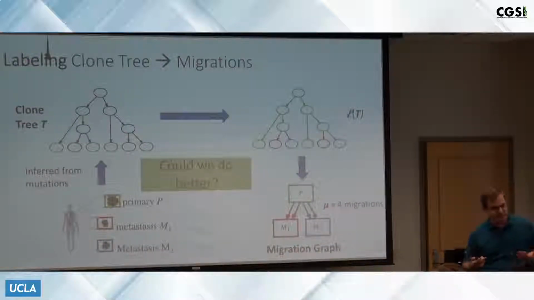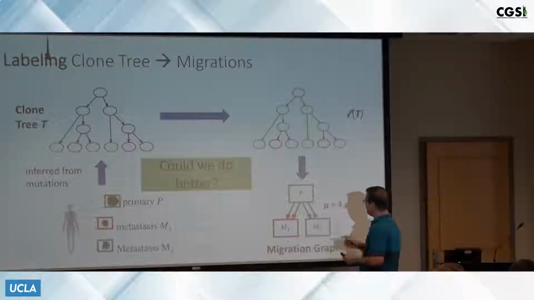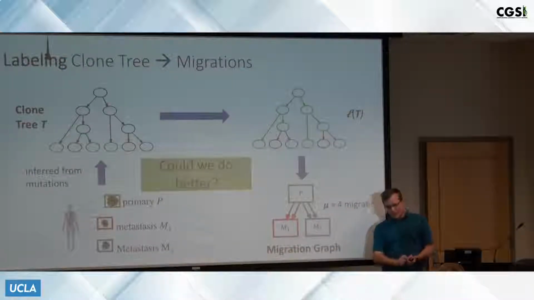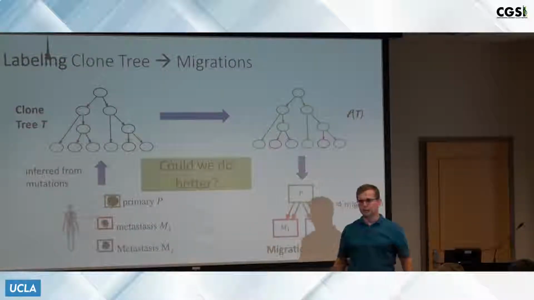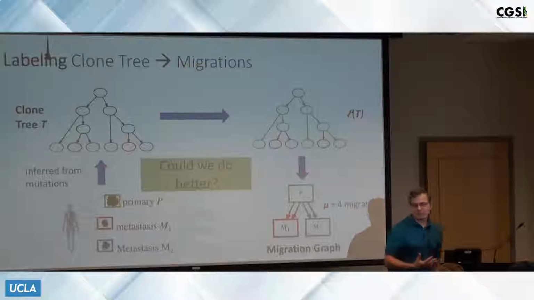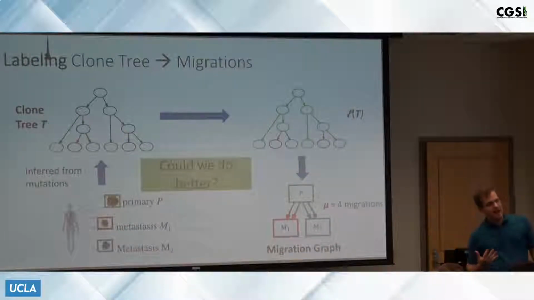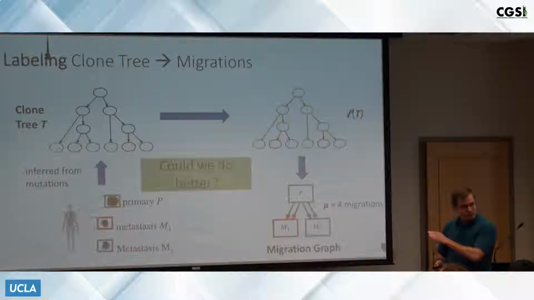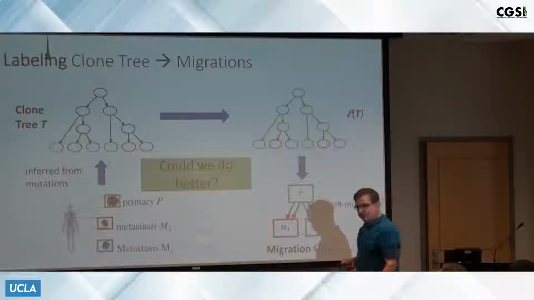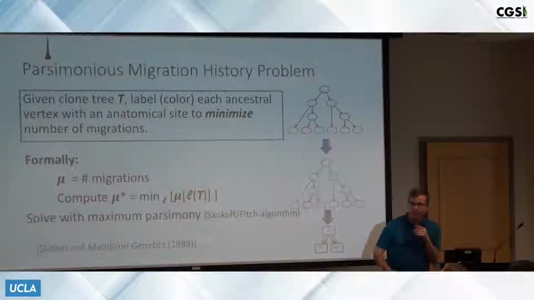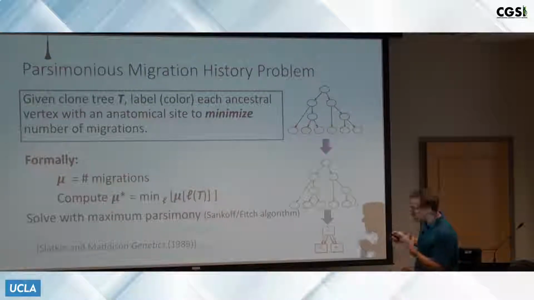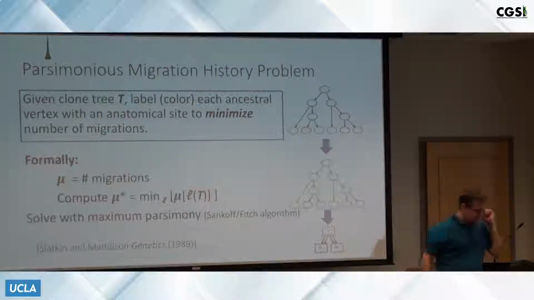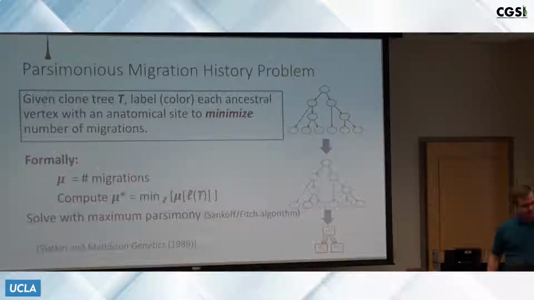Now we have to think about it. It's an inference problem. It's not in the data. So we have to come up with some model. So perhaps one idea is that migrations, a cell leaving one site, migrating through the bloodstream, landing somewhere else, starting a new tumor, seem pretty unlikely. So we could assume that that's perhaps a rare event and perhaps doesn't happen that often. So maybe we should try to minimize the number of migrations. And that turns out to be a well-known problem. If I give you a tree, I just want to color the ancestral nodes to minimize the number of migrations. Yes? But you could imagine a model with 3 migrations here instead of 4.